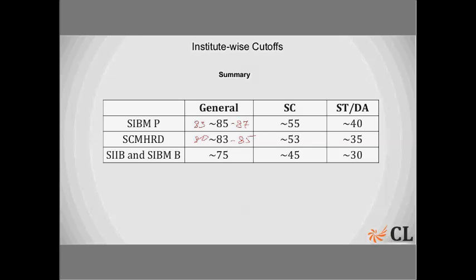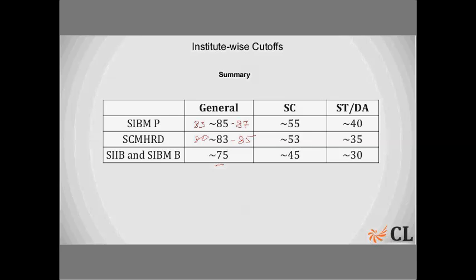SCMHRD, as we always say, reduce everything by 2 to 3 marks, and SCMHRD is what you can look at in comparison to SIBM Pune. So if there we are looking at 83 to 87 in SIBM Pune, here 80 to 85 for SCMHRD would be a decent bet. SIIB, obviously you can fall down by another 6 to 8 marks, so probably a range of 73 to 77 kind of a thing. So around the 75 mark would be decent. And for the other category students, SC, ST and DA, as we pointed out, marks keep reducing by around 30 vis-a-vis the general category students.